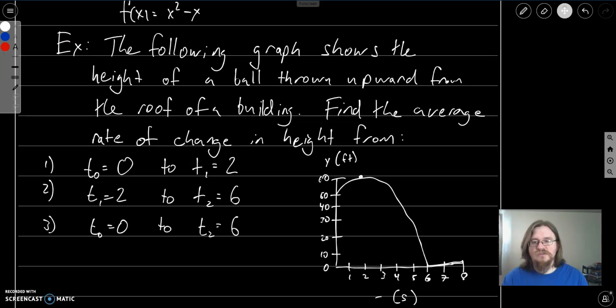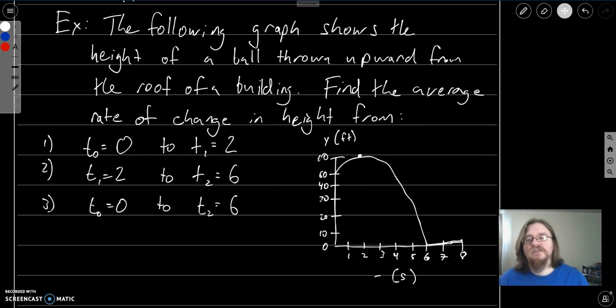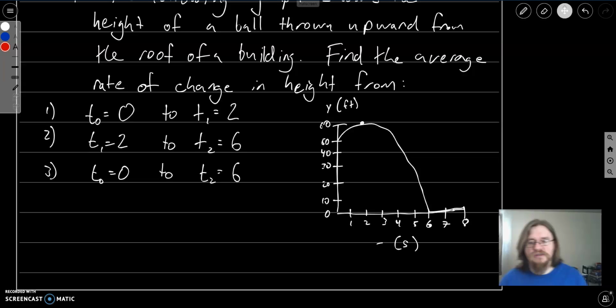So let's do another one. The following graph shows the height of a ball thrown upward from the roof of a building. Find the average rate of change in height from 0 to 2, from 2 to 6, and then from 0 to 6. So again, we can draw this.